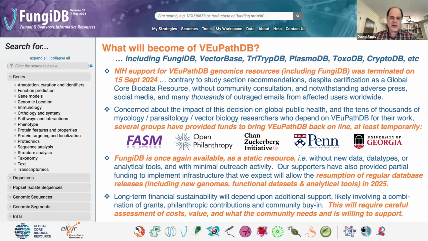And we work closely with other providers at JGI and Ensembl and the SGD, CGD, and PomBase organism-specific databases to try to ensure that these resources are synergistic rather than competitive.